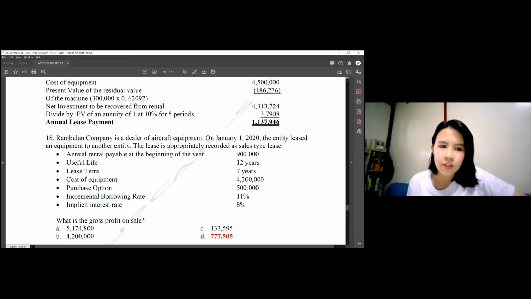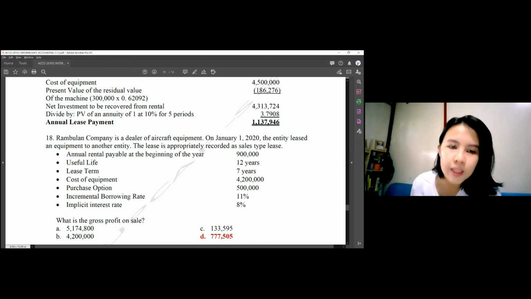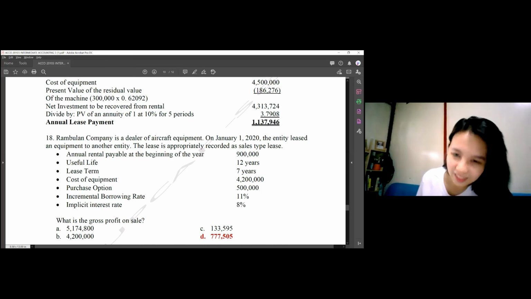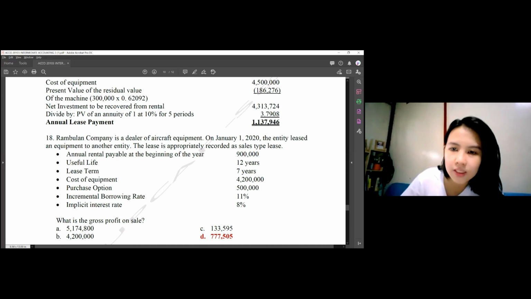Useful life is 12 years. Lease term is 7 years. Cost of equipment is 4.2 million. Purchase option is 500,000. Incremental borrowing rate is 11%. And of course, the implicit interest rate na gagamitin natin ay 8%. So, ang unang tanong ay, what is the gross profit on sale?